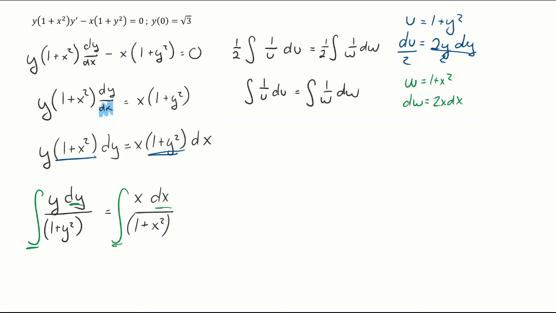I'll take the integral now of both sides. Integral of 1 over u is natural log of u, and integral of 1 over w is natural log of w. And we'll get our plus c in there. All right, plugging back in our values, natural log of u is 1 plus y squared, and then w is 1 plus x squared.